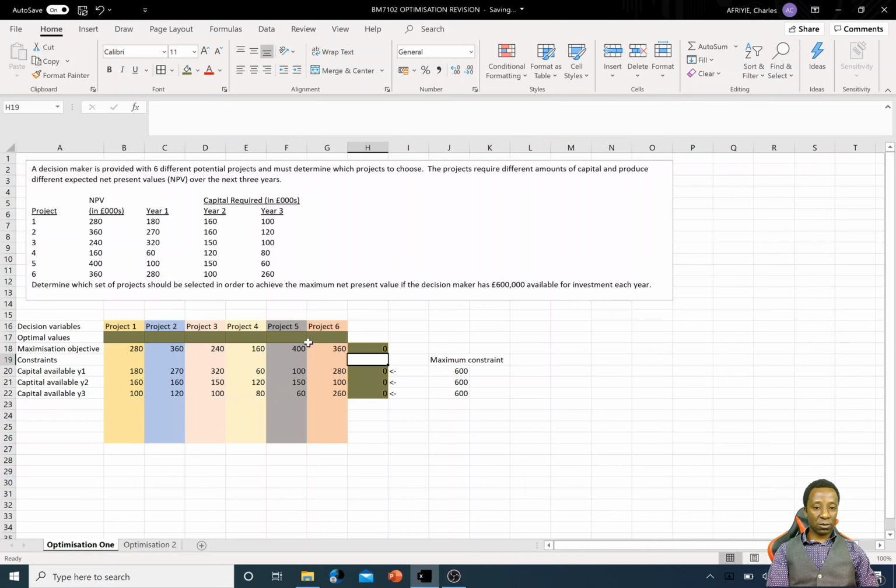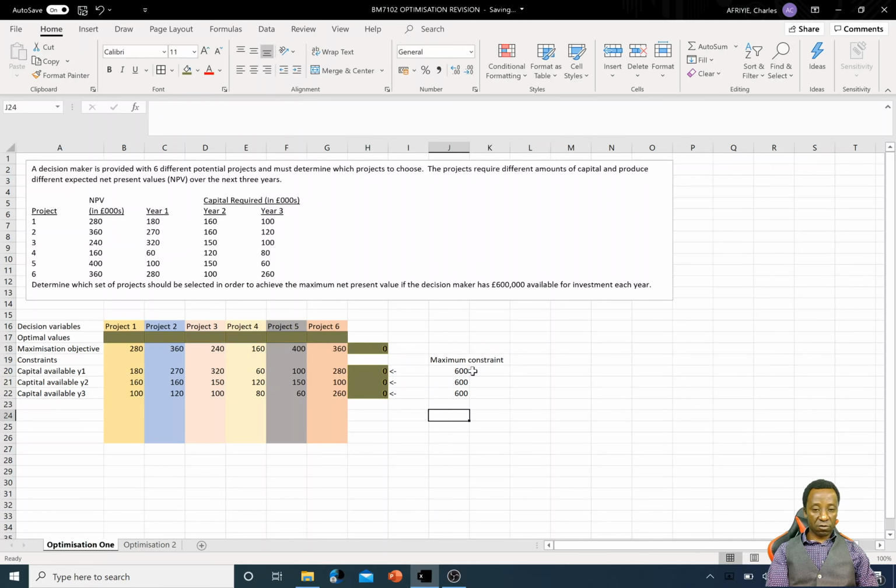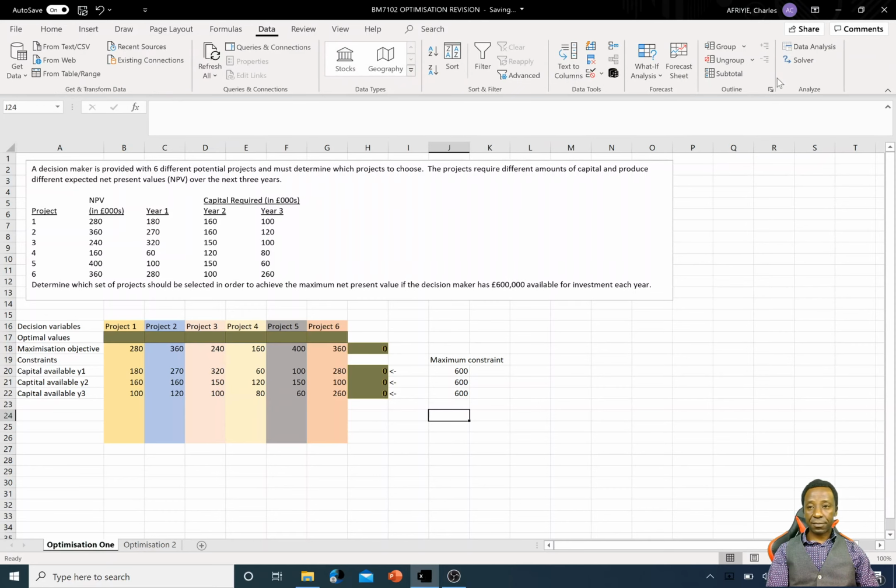So that row still remains unknown. Then we stated the constraints in terms of capital requirements for years 1 through to year 3. Because we used absolute referencing for the sum product function, we were able to just drag it down, auto fill, not forgetting to show the total capital available for each of the years. And that is the setup. So we can then copy this into Solver. We go to our data and our Solver.